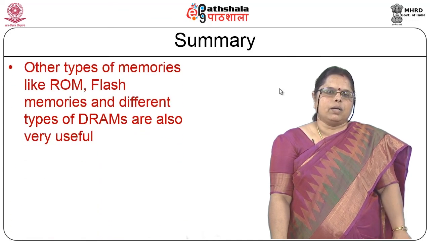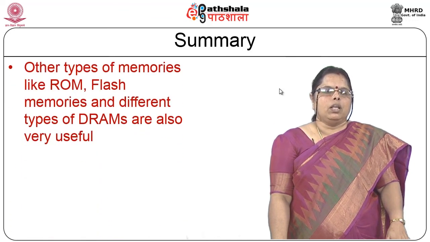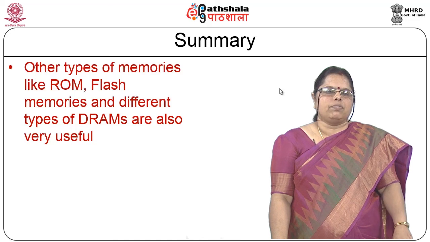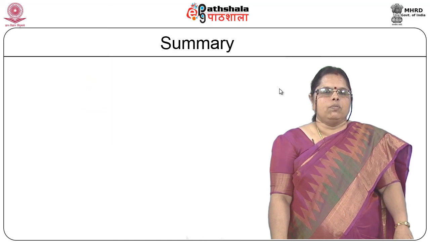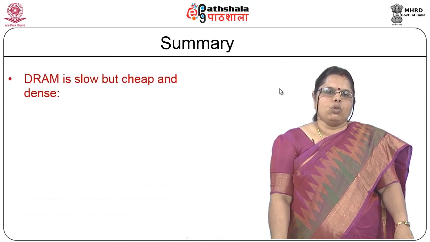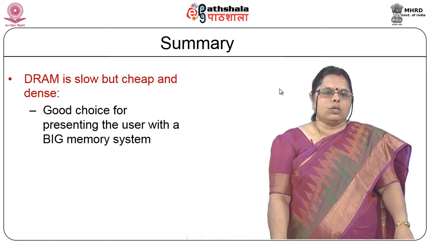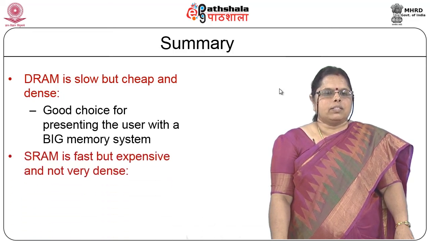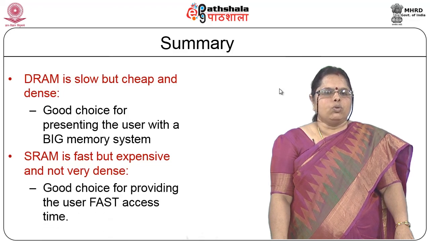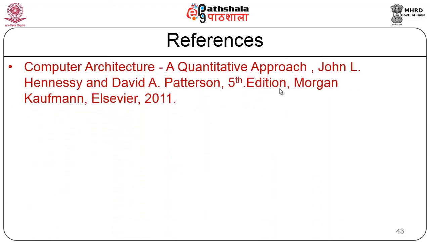And there are different types of memories available, like ROM, flash memories, and different types of DRAMs, which are also very useful. DRAM is slow but cheap and dense. It is a good choice for presenting the user with a big memory system. SRAM is fast but expensive and not very dense. It is a good choice for providing the user fast access times.